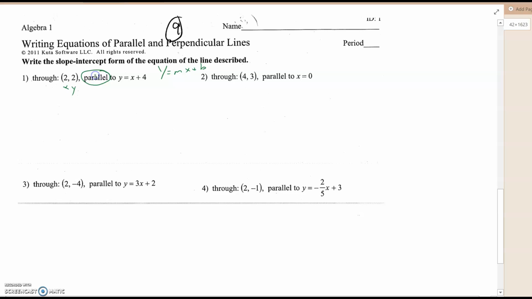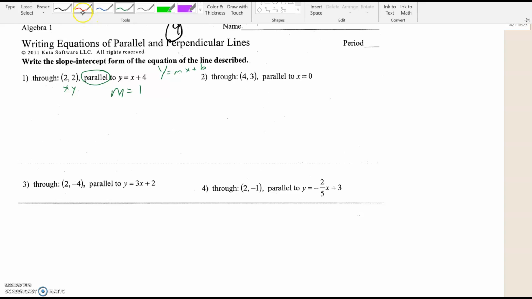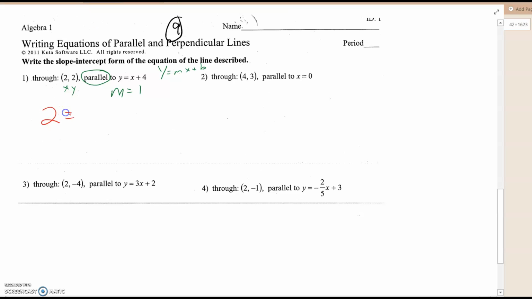Parallel. What kind of slopes do parallel lines have? Okay, so it's the same slope. So for this one, it's just 1x. So my slope's going to be 1. Same slopes. So I'm going to plug this into y equals mx plus b. I have my x and my y. So I will have 2 equals m, which is 1 times 2x, plus b.